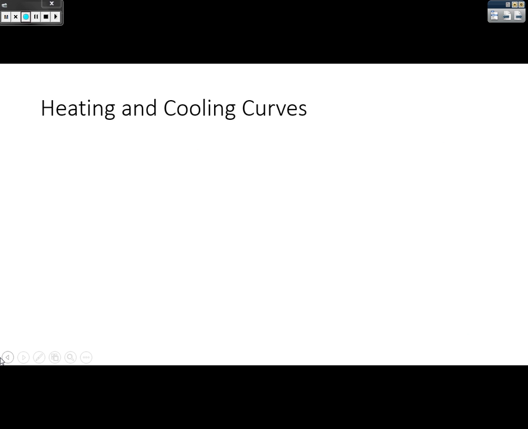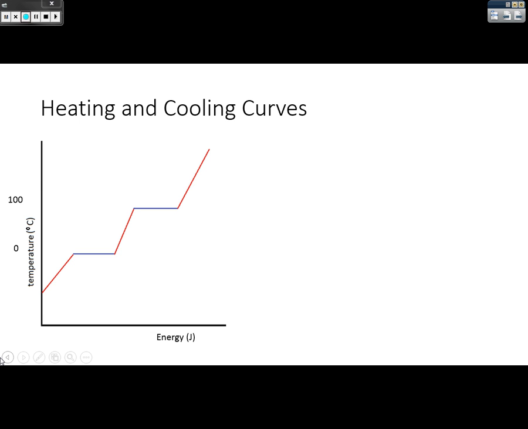When we talk about heat, a lot of the time we talk about heating and cooling curves, because it's the best way to visualize what's going on here. A heating and cooling curve is a measure of a change in temperature against energy. We're mostly going to be talking about water here, and so I've put in the two temperatures where phase changes occur for water, 0 and 100 degrees Celsius. Now this graph shows us a lot, actually.